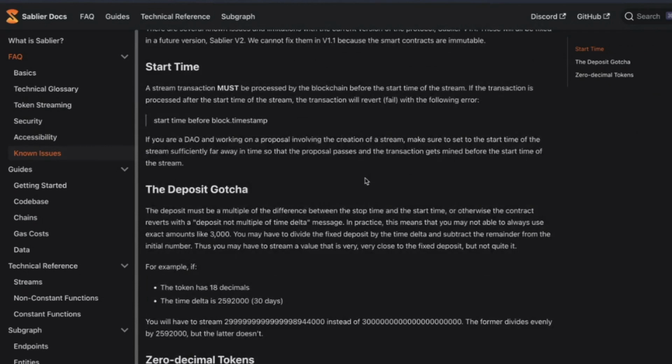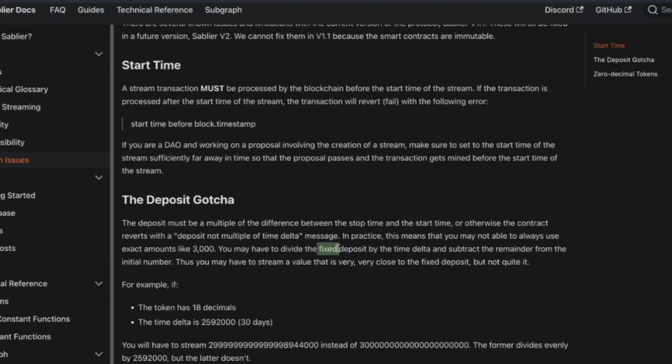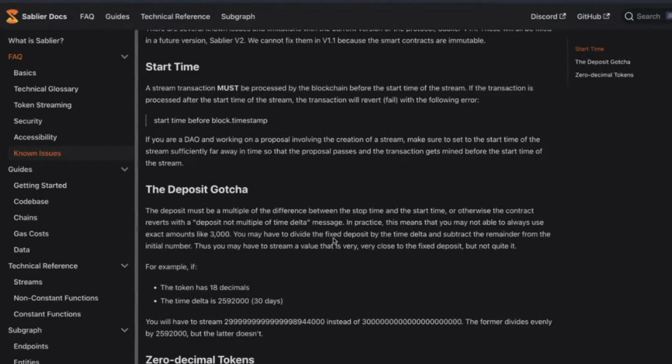In practice, this means that you may not be able to always use exact amounts like 3,000. You may have to divide the fixed deposit by the time delta and subtract the remainder from the initial number. That's you have to pay the stream a value that is very, very close to the fixed deposit, not quite it. So this is a bit difficult. Technical. And obviously they must have used a maths library because it was fixed point math.